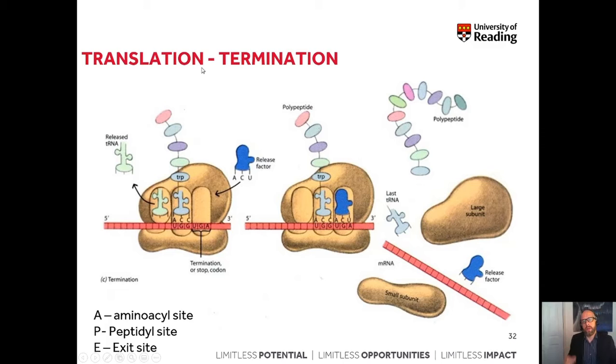During termination, a so-called release factor enters the complex, and the release factor is a protein. This leads to a dissociation of the complex, and we end up with the small subunit of the ribosome, the large subunit, mRNA, and our newly formed polypeptide chain.